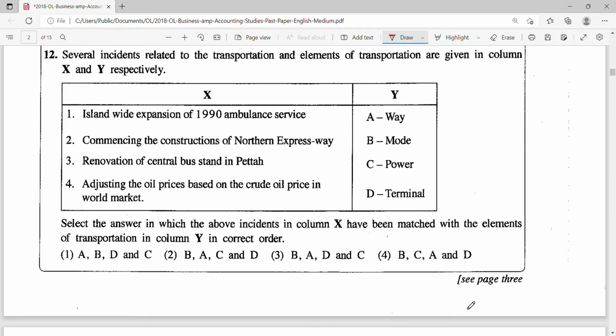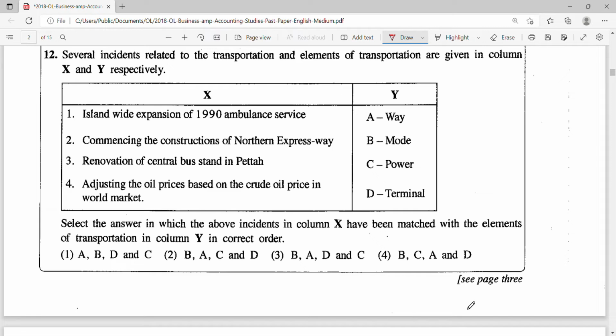Question 12. Several incidents related to the transportation and elements of transportation are given in column X and Y respectively. Select the answer in which the above incidents in column X have been matched with the elements of transportation in column Y in correct order. So they have given you 4 incidents, and in the Y column the elements of transportation which you need to match.